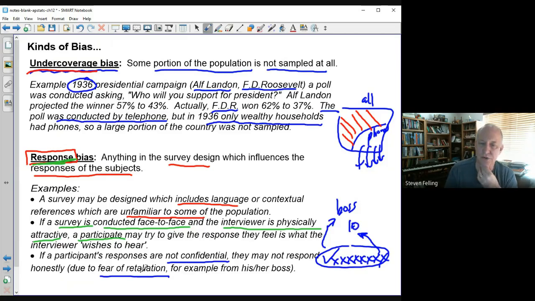So anytime there's some sort of fear of retaliation, or there's some sort of consequence given dependent upon the answer that somebody gives, if that could cause a person to change their response, then that situation is referred to as response bias. Okay, so again, we're talking about terminology you need to be aware of and be able to classify different kinds of biases. These are the first 2 kinds: undercoverage bias and then response bias.